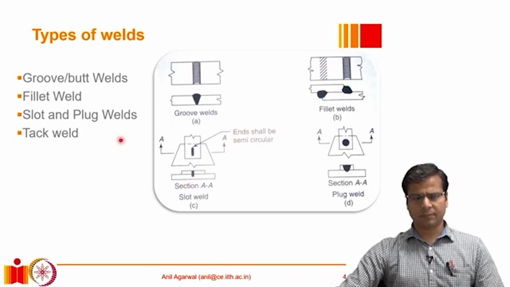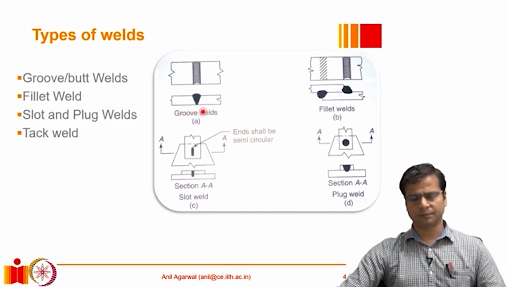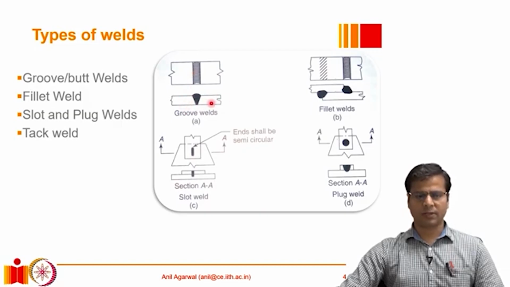In typical structural applications, geometry wise, we can classify welds into these four categories. The first one is the groove weld, also known as butt weld. So here you can see some examples of a groove weld. These are two plates of equal thicknesses. They need not be equal thicknesses. Here is just an example.